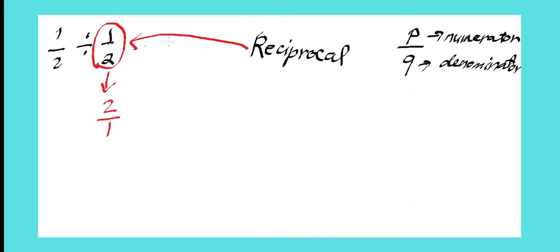All right, and then the first number, you're just going to copy it. There you go. Just copy. And then the operation sign, which is division, you're just going to change it to multiplication. See, as I've told you, we're just going back to multiplication. And then apply the rule of multiplication: you multiply the numerators and you multiply the denominators, and you put the product across the equal sign.